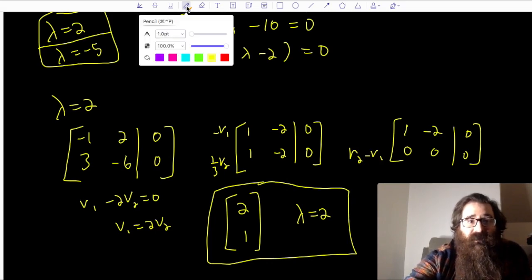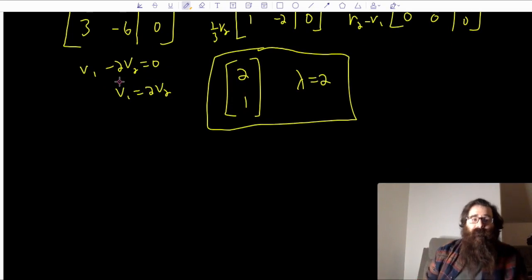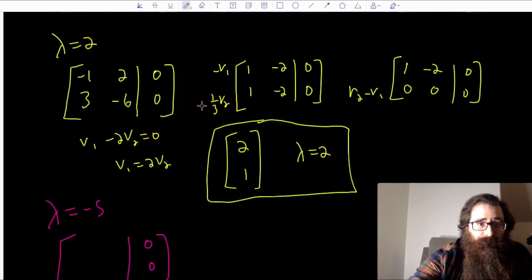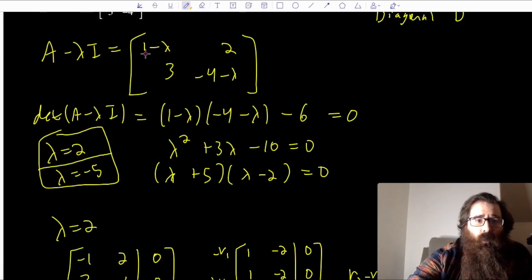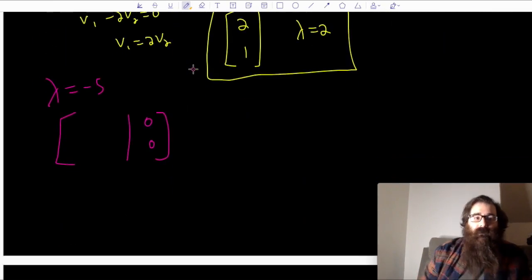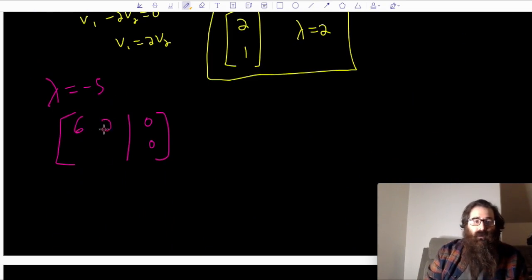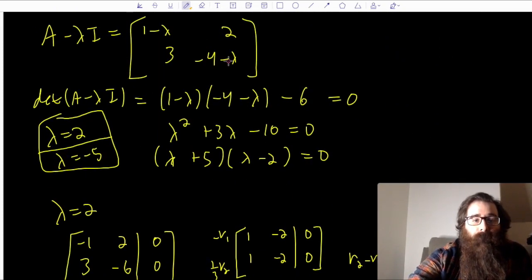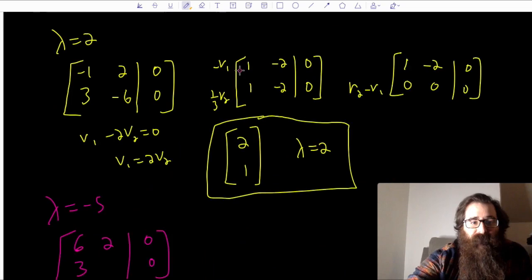Now I want to do the same work, but with the eigenvalue negative 5. So I'll say, well, what about when lambda equals negative 5? Plug into A minus lambda I, augment with the 0 vector. So here I'm going to get 1 minus negative 5, so that's 1 plus 5 gives me 6. And then 2 augmented with 0. And then I'm going to have 3. And negative 4 minus negative 5, that's negative 4 plus 5 gives me 1.